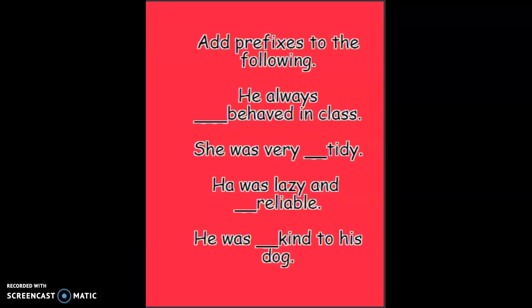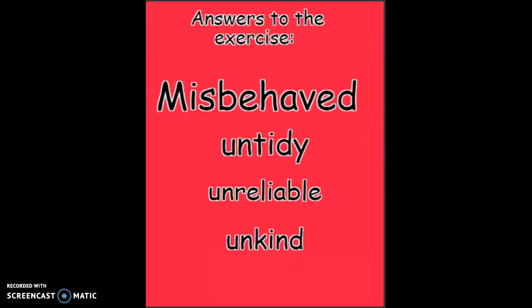So let's go. Add prefixes to the following. He always what behaved in class. She was very what tidy. He was lazy and what reliable. He was what kind to his dog. So here we can see we must add prefixes to the front. It happens in the front of the word and it changes the meaning. So yes, you guessed right. The answer to the exercise is misbehaved, untidy, unreliable, and unkind.